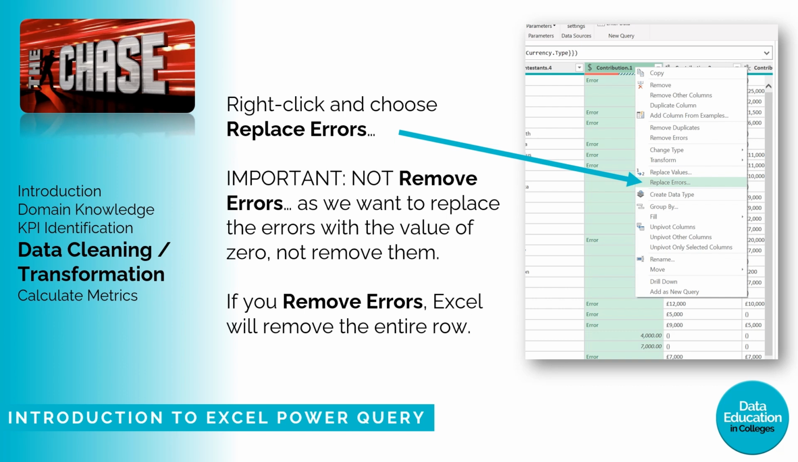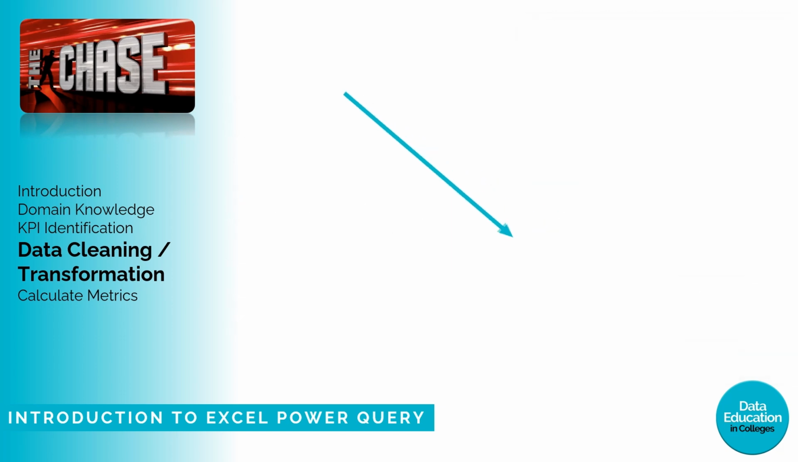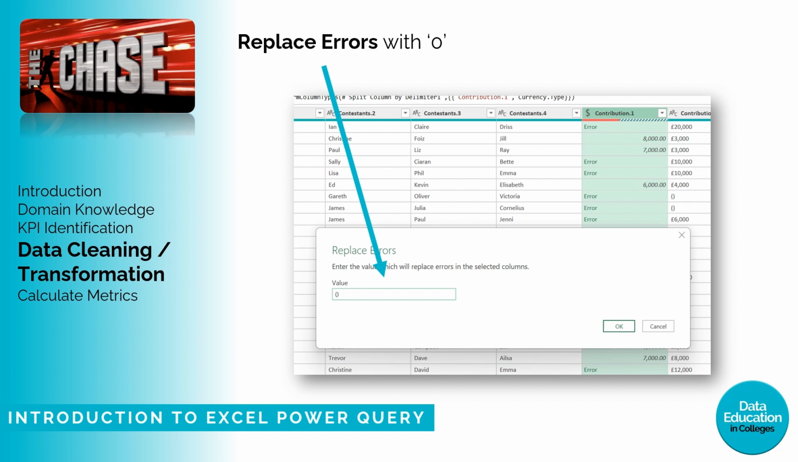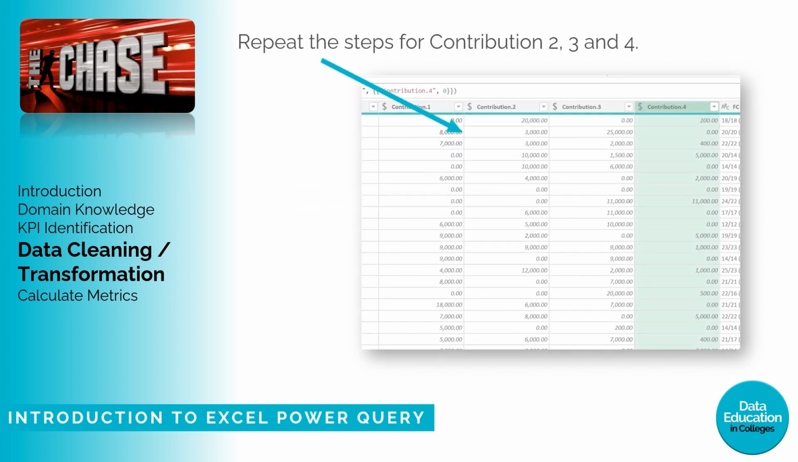So right click and this time replace errors. It's very important, not remove errors. If you remove errors, it will take away the entire row of data, and we don't want that. So replace errors, and we're going to replace errors with a 0. Press OK. That column is now cleaned up. Repeat those steps for contributions 2, 3 and 4.